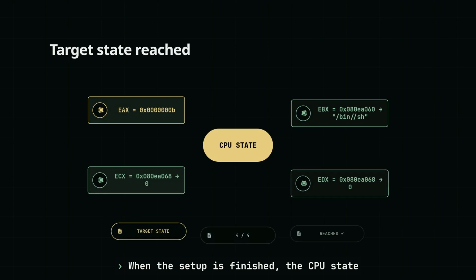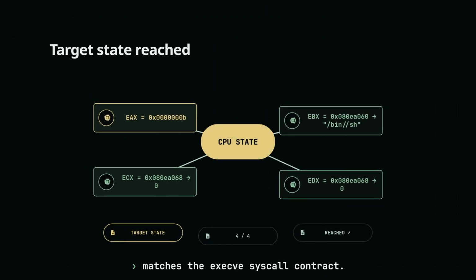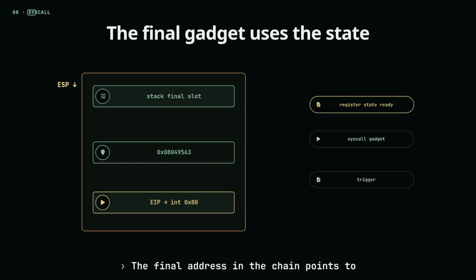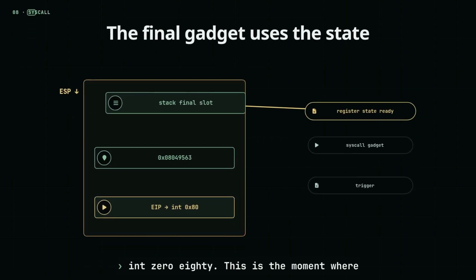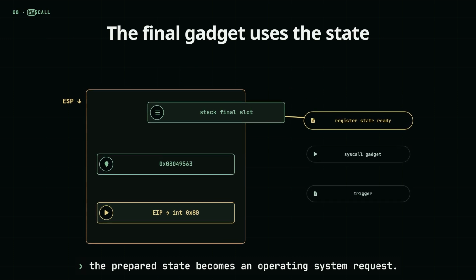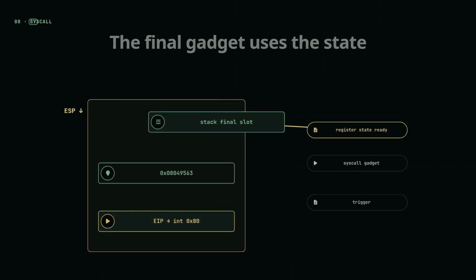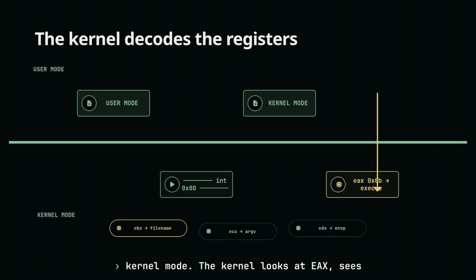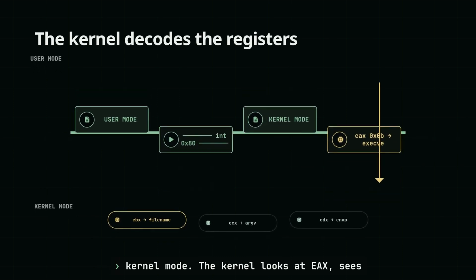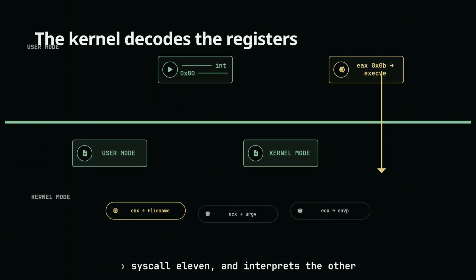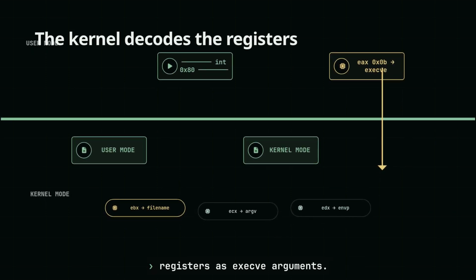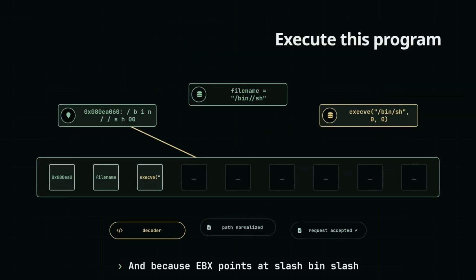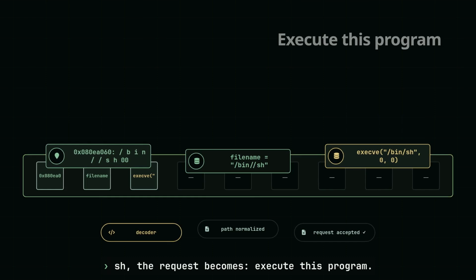When the setup is finished, the CPU state matches the execve syscall contract. The final address in the chain points to int 0x80. This is the moment where the prepared state becomes an operating system request. int 0x80 crosses from user mode into kernel mode, the kernel looks at EAX, sees system call 11, and interprets the other registers as execve arguments. And because EBX points at /bin//sh, the request becomes execute this program.